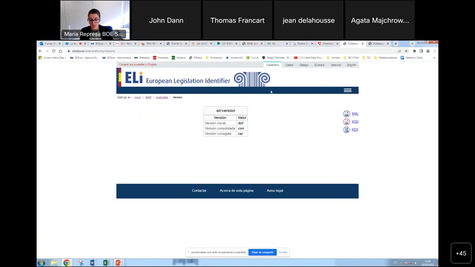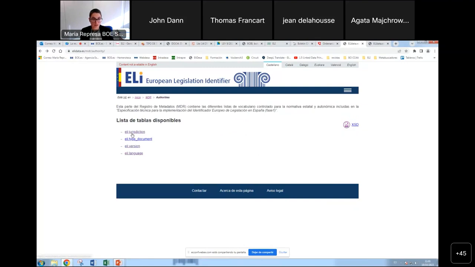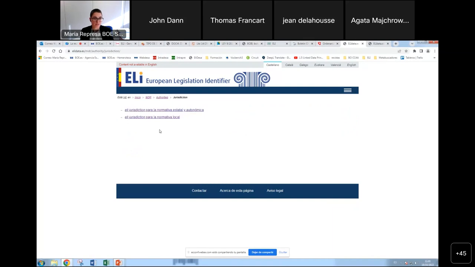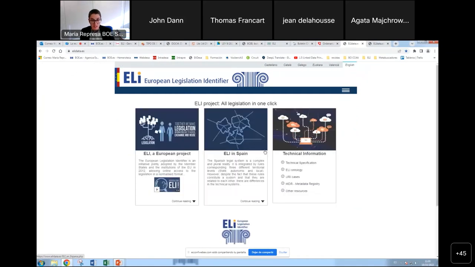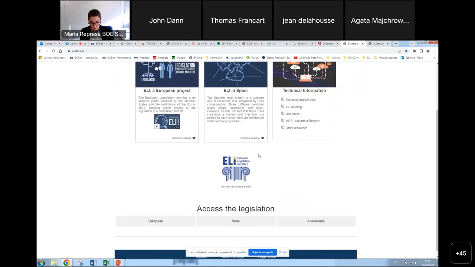Sometimes we have a unique authority table like this, but other times we have distinguished a specific one for local regulation, as with this one for jurisdiction. Finally, at the bottom of the website, the implementation carried out by each territorial level can be consulted. So let's go back to the presentation.